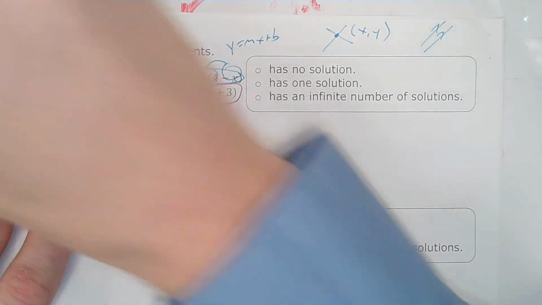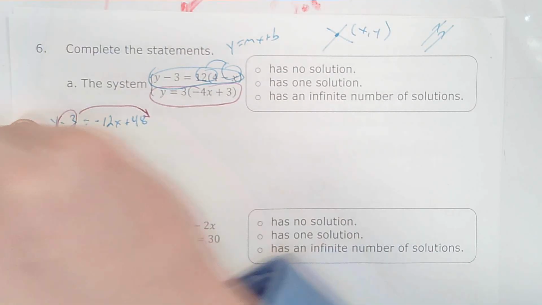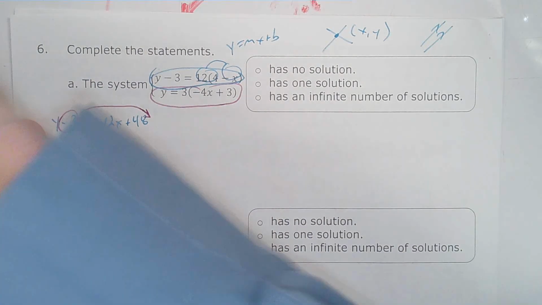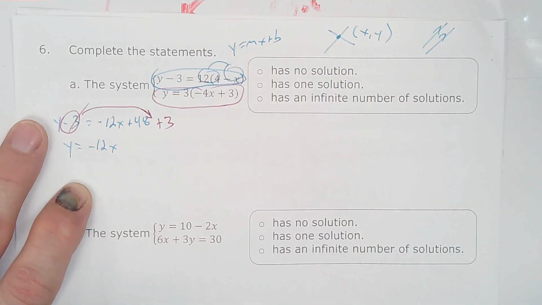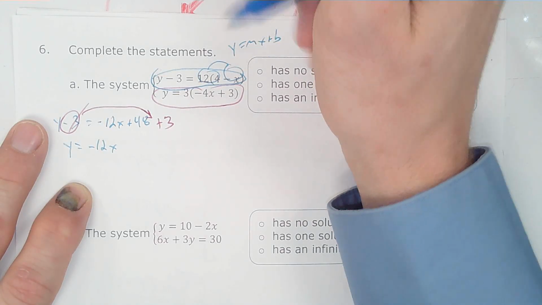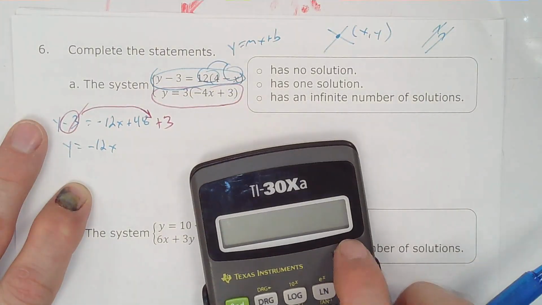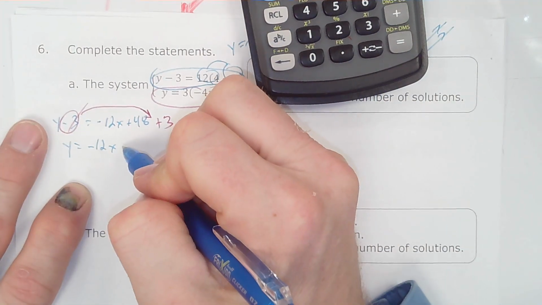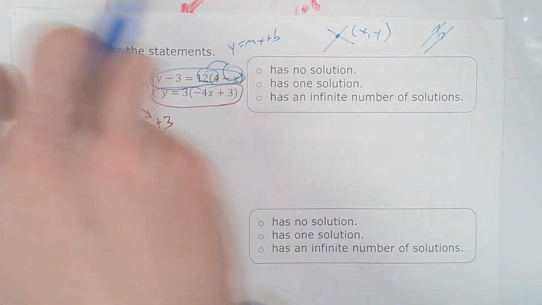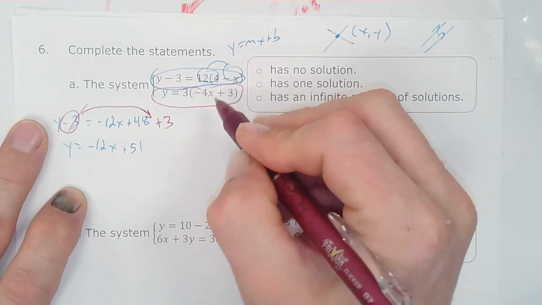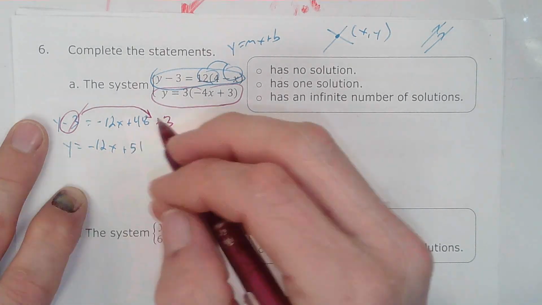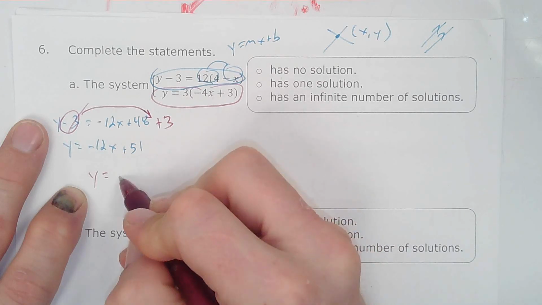Now I have to move this over here. So y equals negative 12x, and this will become plus 3. So 48 plus 3 is what? 48 plus 3 is 51. Plus 51. Okay, now I'm going to do this one. All I have to do for this one here is distribute here and here. So I have 3 times y equals 3 times negative 12x.